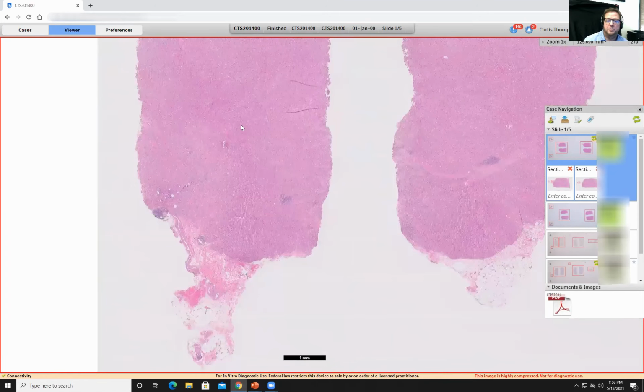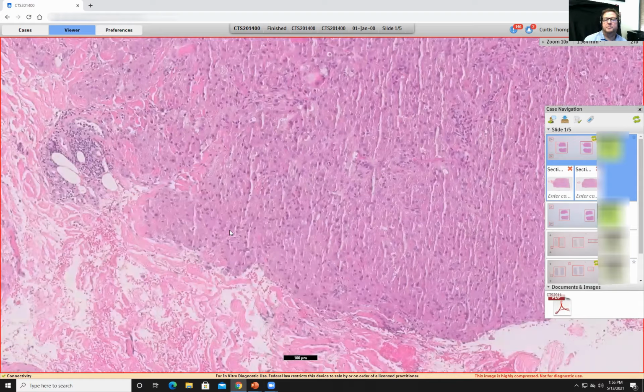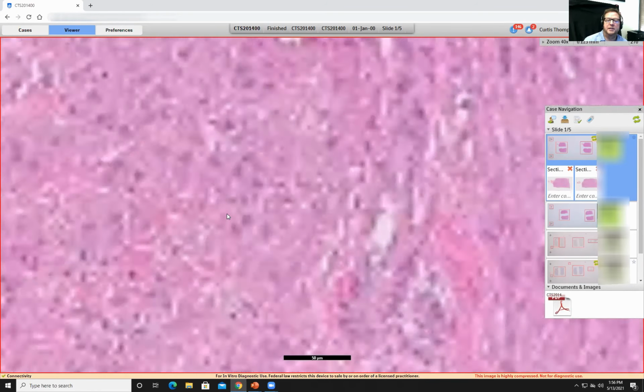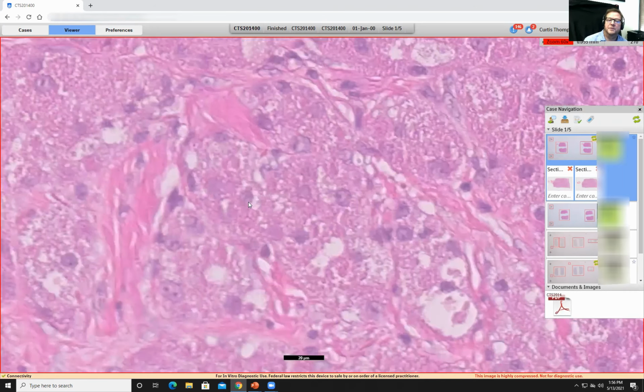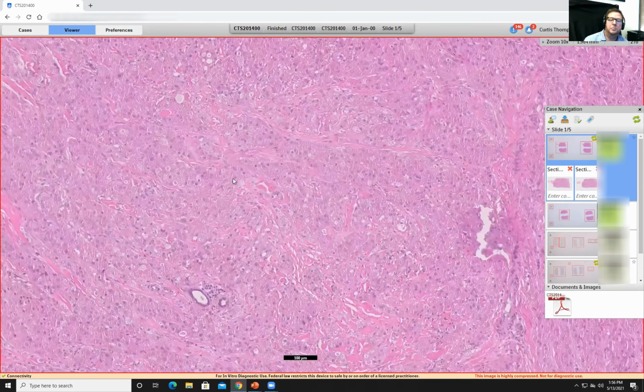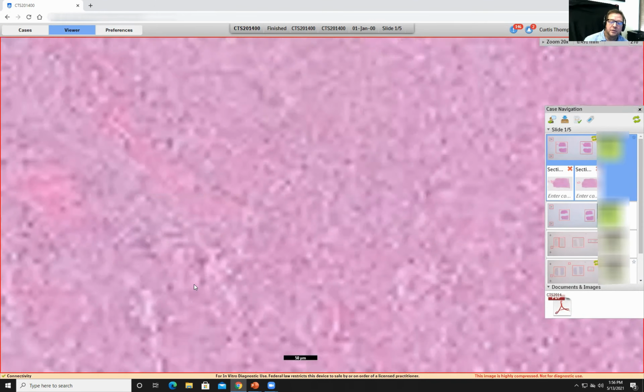You can see quite a punch biopsy with a very cellular, probably nodular, there's a bottom to it, proliferation of pink staining cells. This delicate granular, really eosinophilic cytoplasm and pretty bland nuclei. So this is a really nice granular cell tumor.